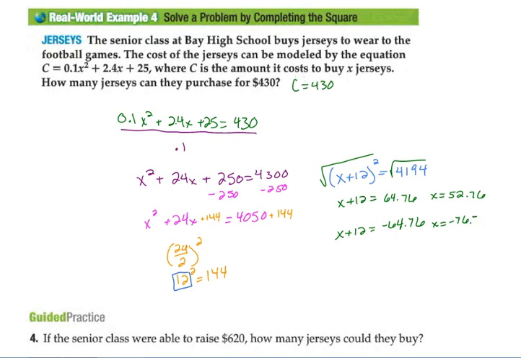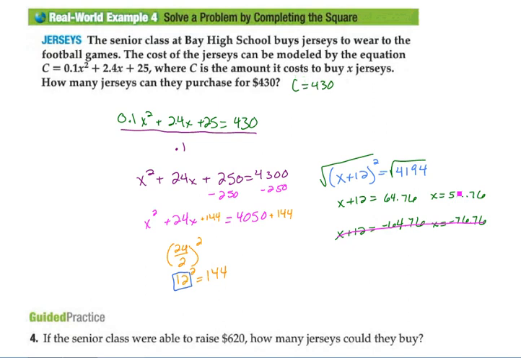is the negative 76.76. So question, why didn't I have to do this last one? Because I know I'm talking about how many jerseys can they purchase. I can't purchase a negative amount of jerseys. So this doesn't work. I also can't purchase 76/100ths of a jersey either. Okay, so this rounds up to 53. Is that what we can do? No, because that would cost over $430. So we will have a little bit of money left, but we can't include that .76.